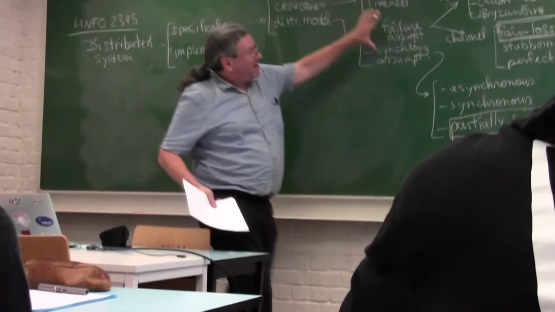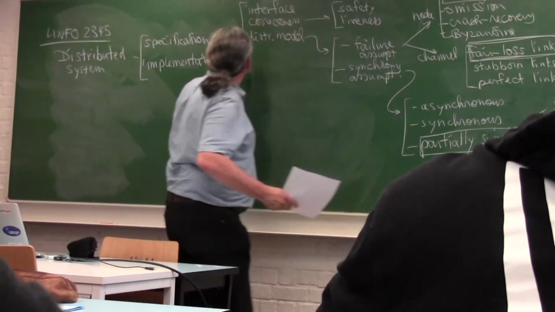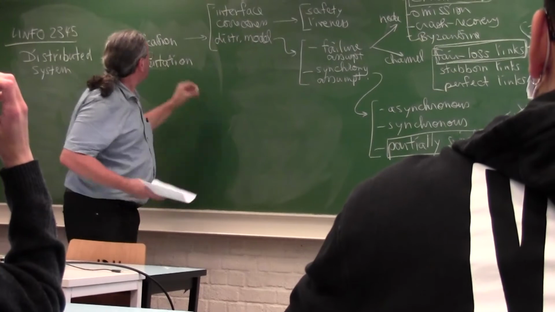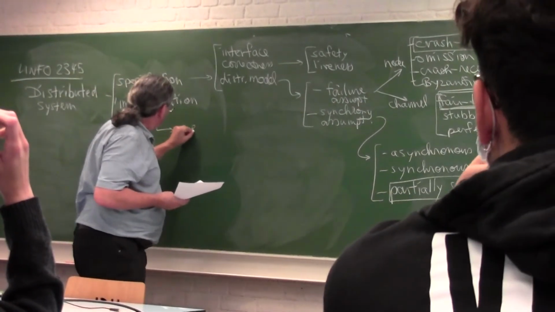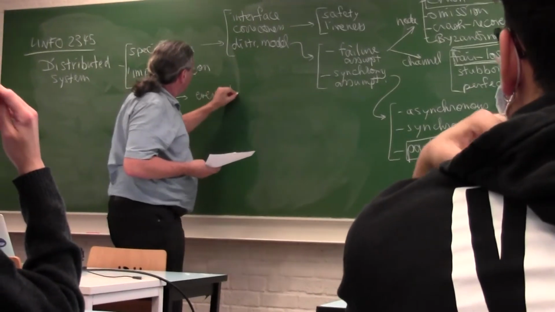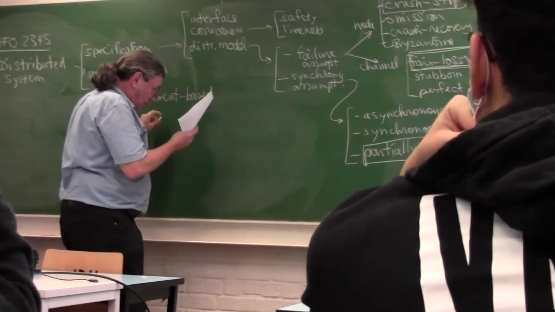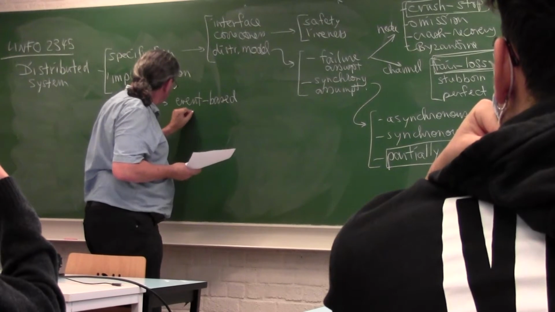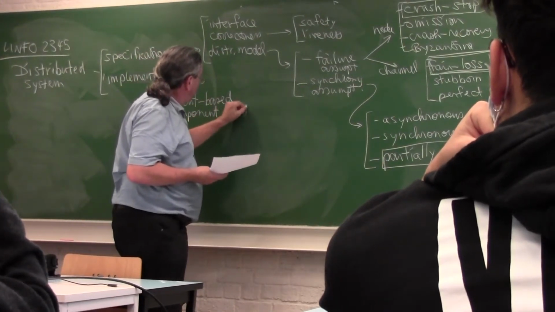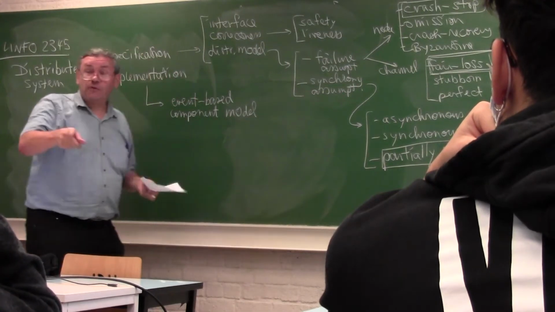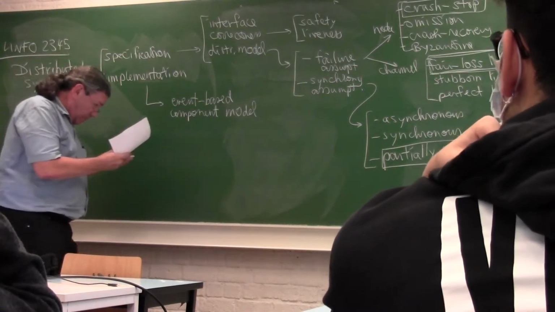All of this is specification. So we still have no code. Okay, so the code is here. Implementation. The code is the event-based component model. That's what we call it.